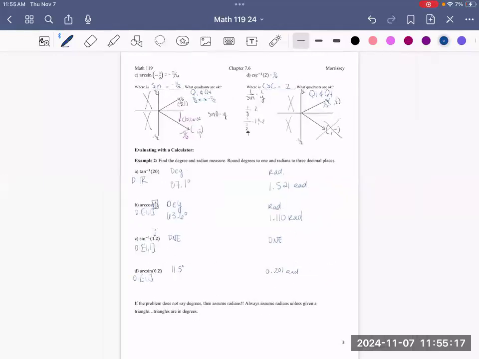Now, if the problem does not say degrees or radians, so let's say in the future it doesn't tell us which we want, we are always going to assume radians, unless you're given any sort of triangles. Triangles we typically do in degrees. That is if no units are provided.